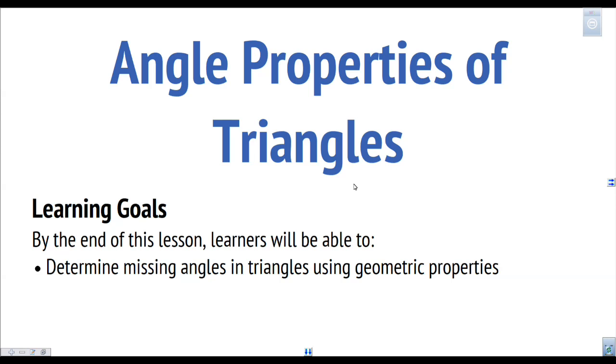Hi, this video is going to cover angle properties of triangles. The learning goal for this video is to determine missing angles in triangles using geometric properties. We're going to go through some simulations that are going to uncover some of these properties that are going to be very useful for us when we're solving problems involving missing angles.